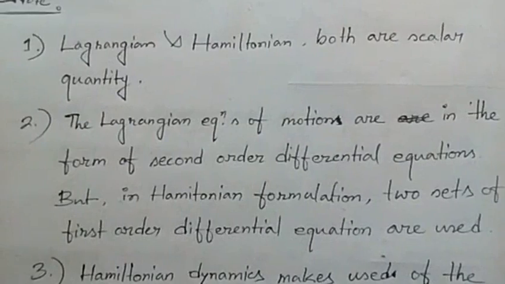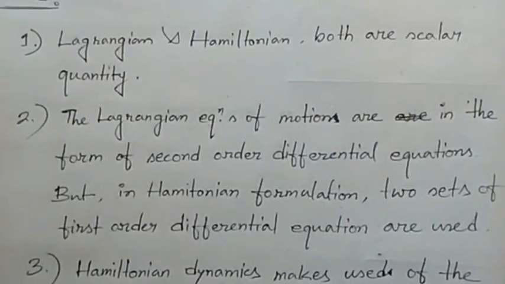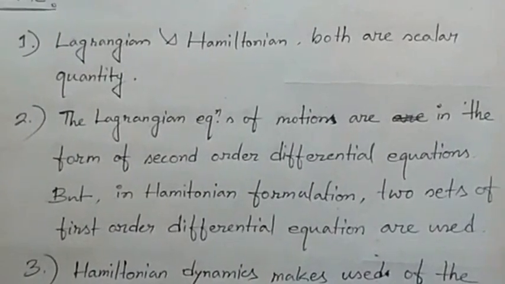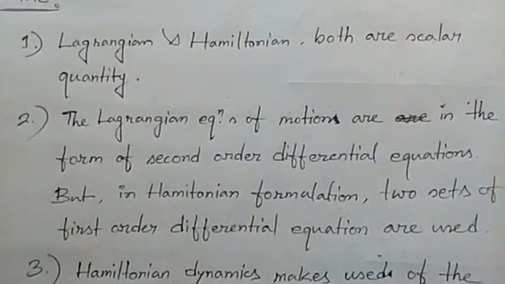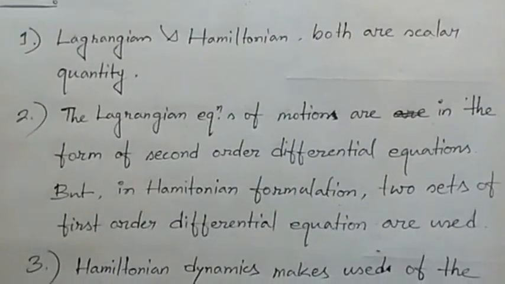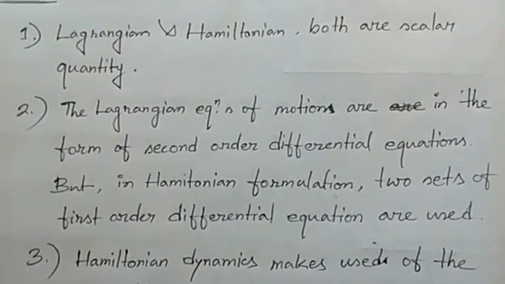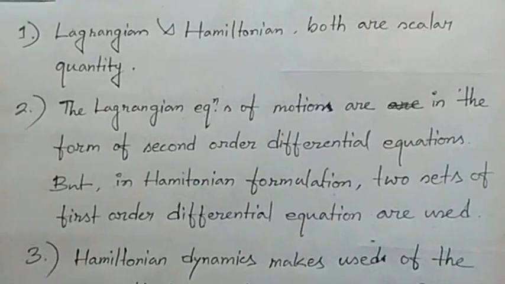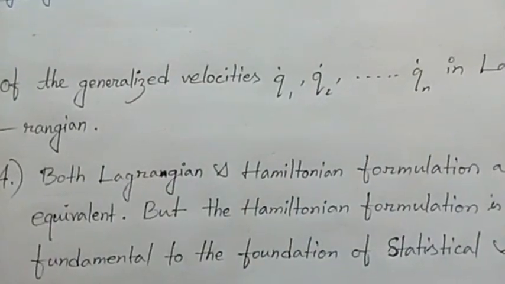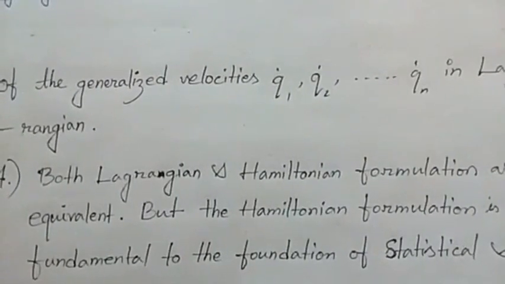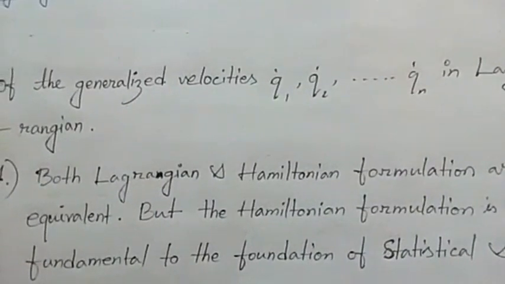2. The Lagrangian equations of motion are in the form of second order differential equations, but in Hamiltonian formulation, two sets of first order differential equations are used. 3. Hamiltonian dynamics makes use of the generalized momenta p1, p2 up to pn, in place of generalized velocities q dot 1, q dot 2 up to q dot n in Lagrangian.